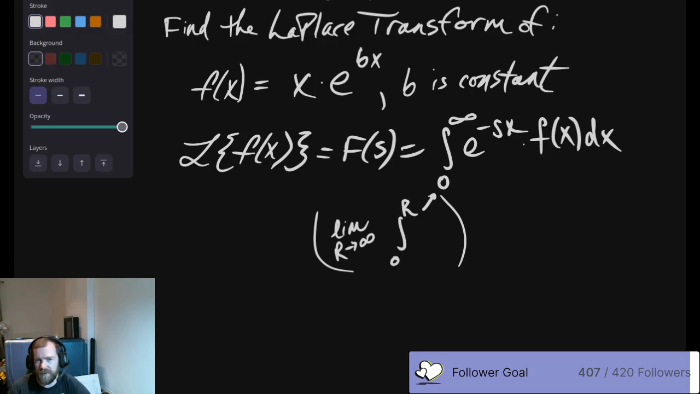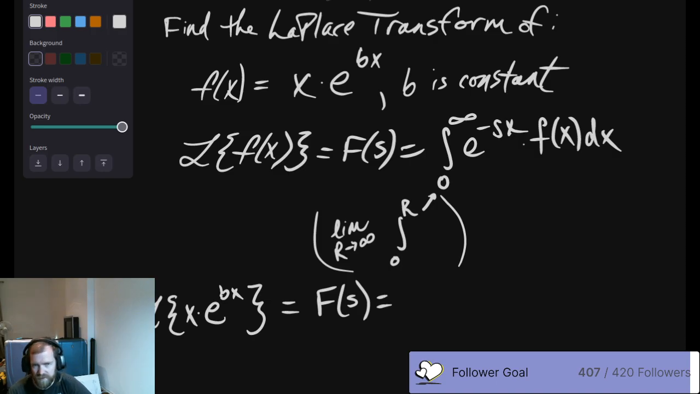Okay, so in doing the Laplace transform, what we're saying is we want to take the Laplace transform of x times e to the bx. And this is going to be F of s in this particular case, which is equal to the integral from 0 to infinity, yes, I will use the shorthand, times e to the negative sx times x e to the bx dx.